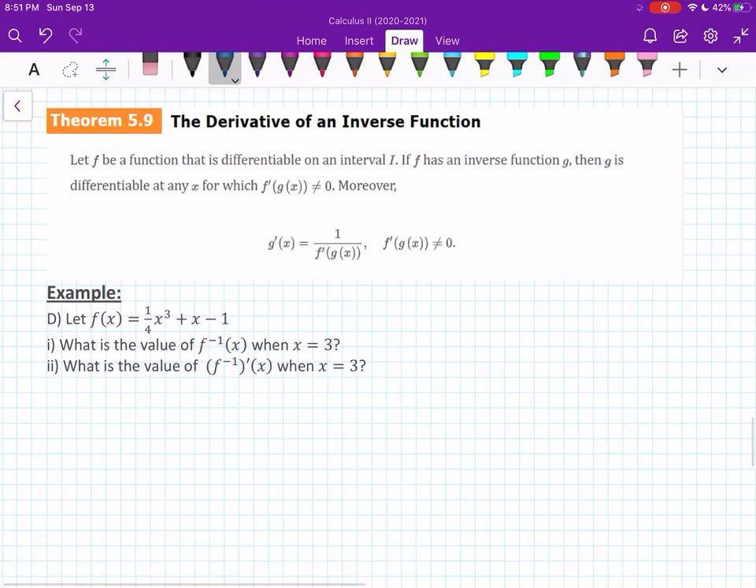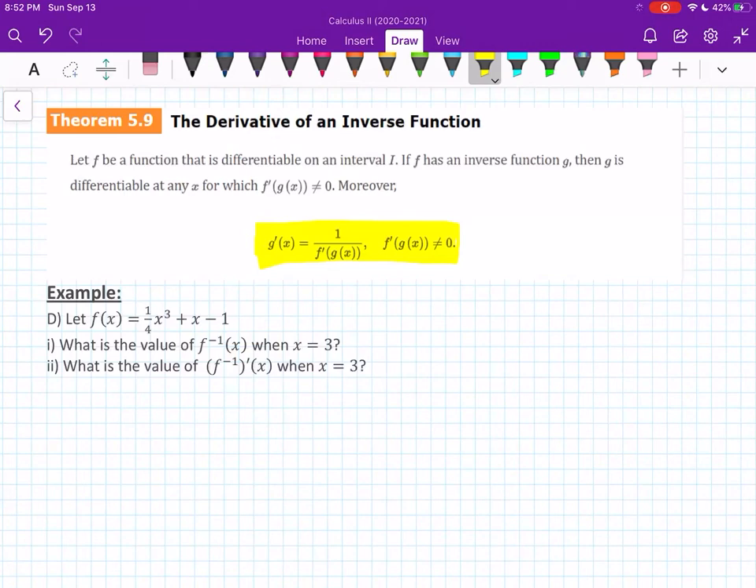Okay, next, the derivative of an inverse function. Yes, derivatives. Okay, here we go. So let function f be differentiable on the interval I, and if f has an inverse function g, then g is differentiable at any x for which f prime of g of x does not equal 0. Okay, moreover, oh hey, here we have this cool formula. There is a proof for this formula in Appendix A. So if you are interested in how this came about, check out Appendix A, okay? But I would write this down in your notes. So g prime of x equals 1 over f prime of g of x.